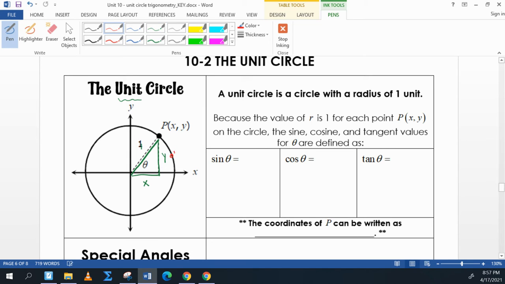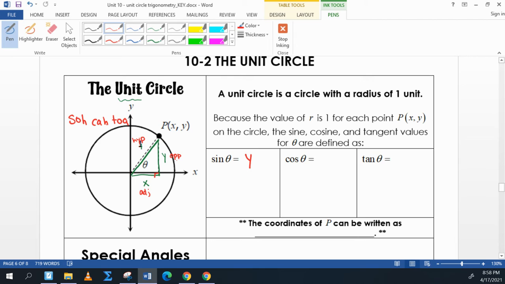So across from theta, this is our opposite side. Across from our right angle here is our hypotenuse. And that leaves this to be the adjacent. So our sine, remember let's write it over here, our SOHCAHTOA. So our sine is our opposite over our hypotenuse. So our opposite, which is y, over our hypotenuse, 1. So we don't need to write really the 1. We're just going to write it is y. Okay, the sine of theta is just y.